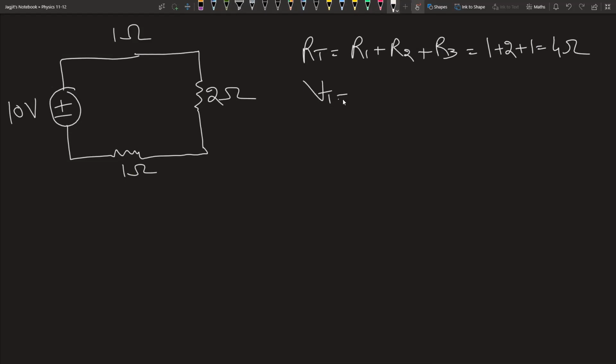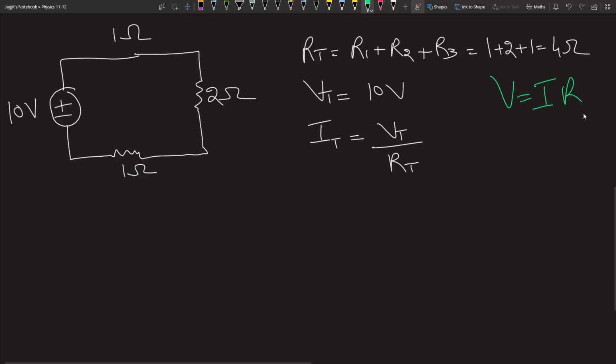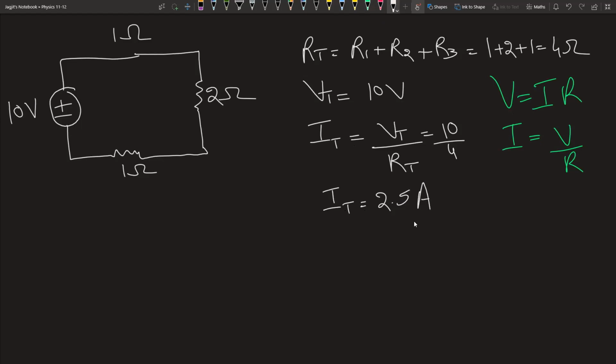What's my total voltage? Well, we know the total voltage is the voltage applied by the source, which is 10 volts. Then I can find my total current. My total current is going to be total voltage over total resistance. Why? Remember the basic formula? V is equal to IR. From there, you can say I is equal to V over R, right? So I total is V total over R total. So what's that going to be? It's going to be 10 over 4, which is 2.5 amps, because the unit of current is amps.